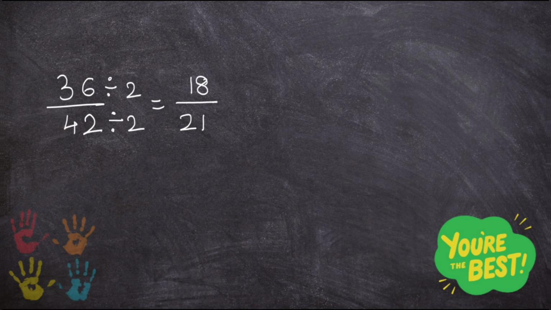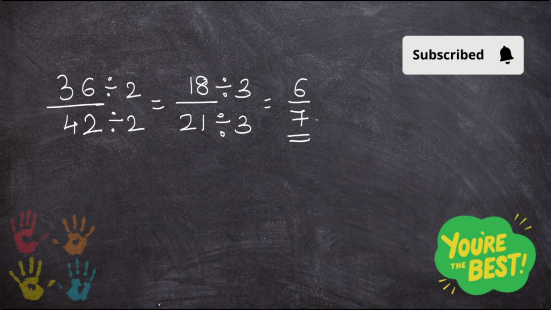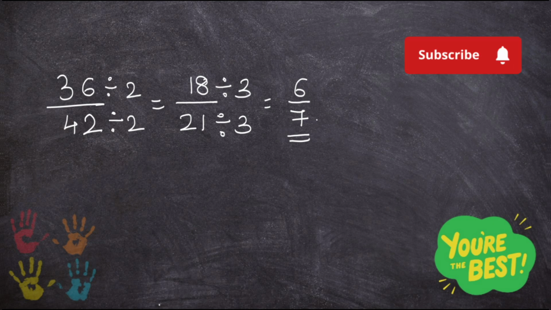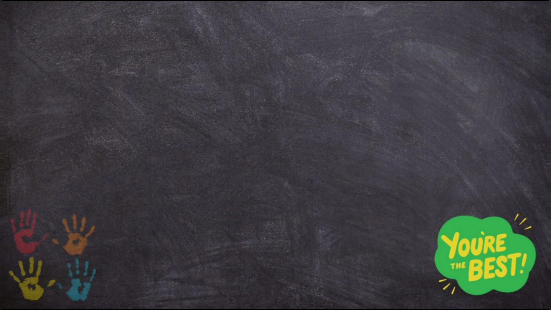Now do you think both 18 and 21 go in any one single table? Yes. Again, you will see that both these numbers go in the table of 3. So when you divide this, you will get the answer as 6 upon 7. Now, do you think 6 and 7 go in one single table except 1, any other number? No. So over here, 6 upon 7 will be the lowest form or the simplified form of the fraction 36 upon 42.